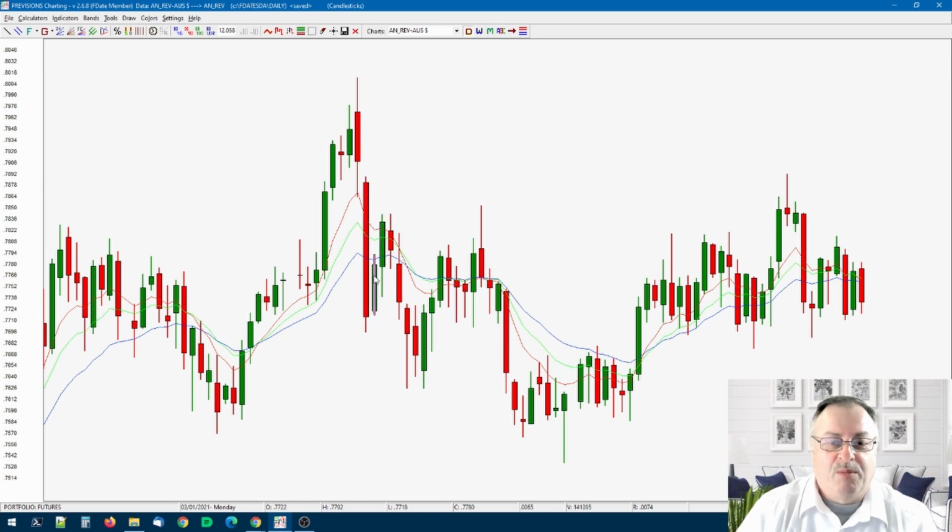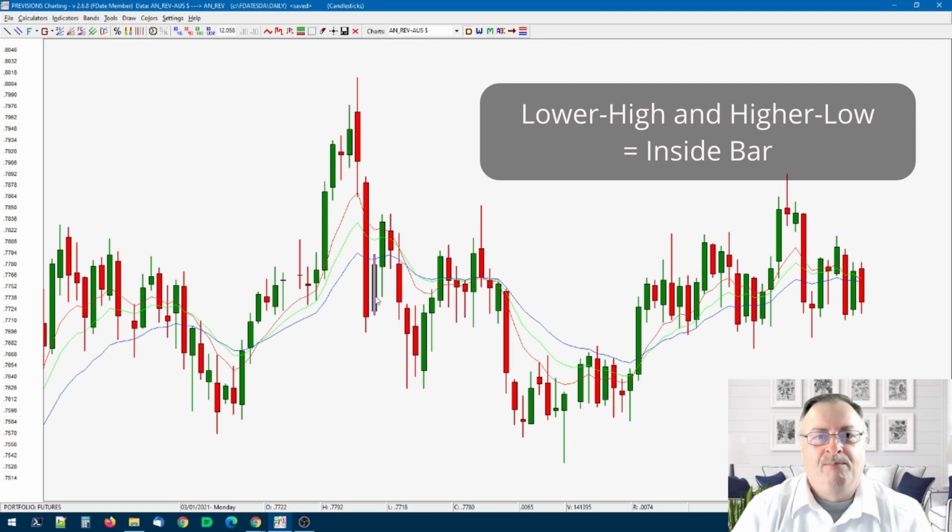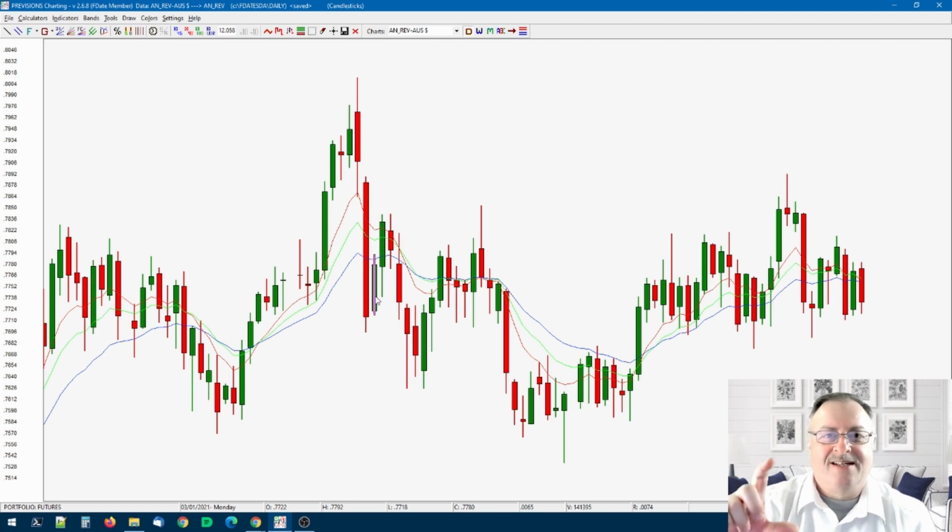In other words, this price bar is pretty much enveloped by the previous bar. This is called an inside bar. It's an inside bar because it's inside the range of the previous bar. Up here, remember, was an outside bar because it extends outside the range of the previous bar. Here you have an inside bar because it is within the range of the previous bar.